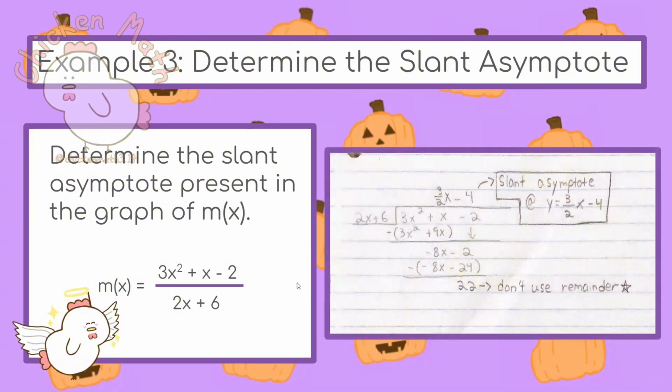So here's what we get when we divide 3x squared plus x minus 2 by 2x plus 6. It's just long dividing polynomials, which you should know how to do. And of course, we ignore the remainder and we just look at the quotient that we get. And that would be our slant asymptote.